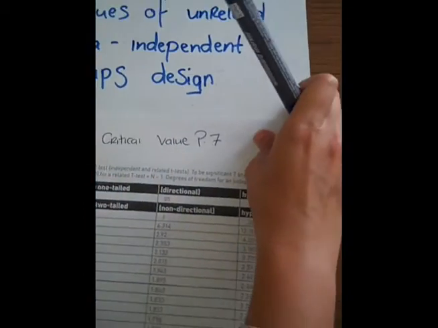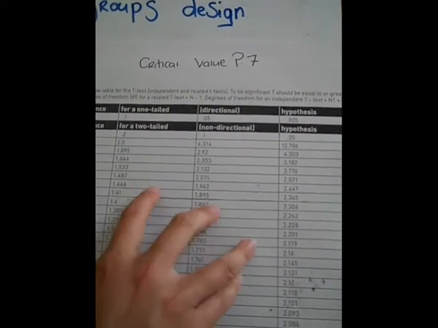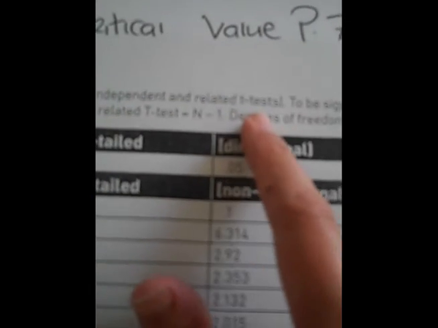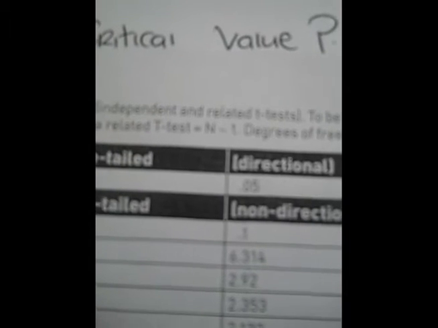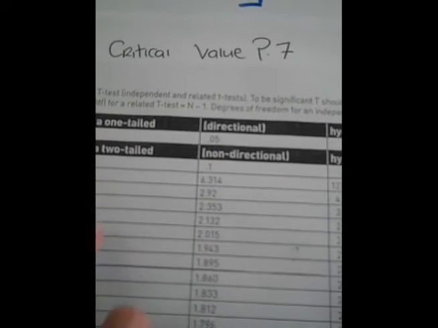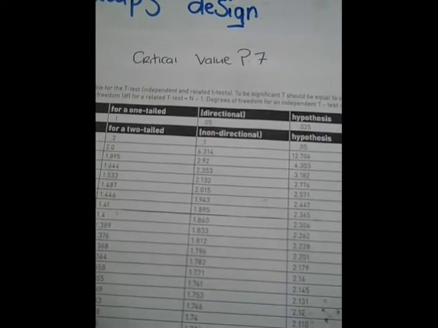Now, for 2 of the other independent groups design tests, not so easy, not hard, but just slightly more complicated. So let's go to the critical value table P7. Can you find that? Yeah, and you'll see it says that's for the t-test. Now it says independent and related t-test. That's because you've got a t-test for independent and for related data, funnily enough. And it tells you on the top of it how you work it out, but I will show you.